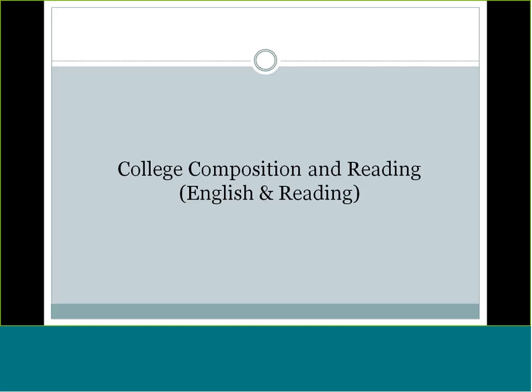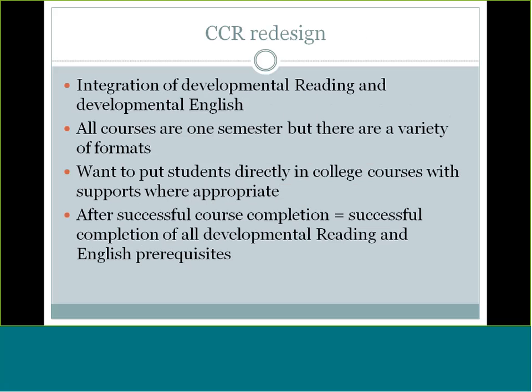So in English and reading, one of the biggest shifts that we've made is to say that at the developmental level, we really want to talk about the two disciplines as a unified discipline, and to call that college composition in reading. So around CCR, we're saying that there really needs to be an integration of developmental reading and developmental English content, that any course that we design should be one semester, but that there are lots of formats that colleges could offer that in. So it could be online, it could be hybrid, it could be face-to-face, and I'll get into what some of those look like a little bit here. That wherever appropriate, we really want to put students directly into that college course with supports.